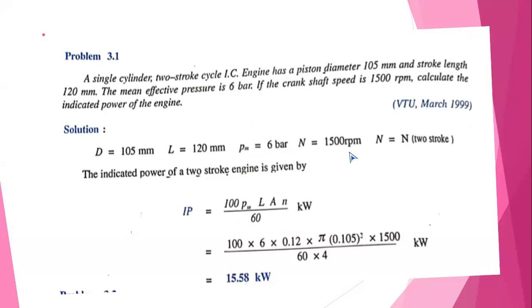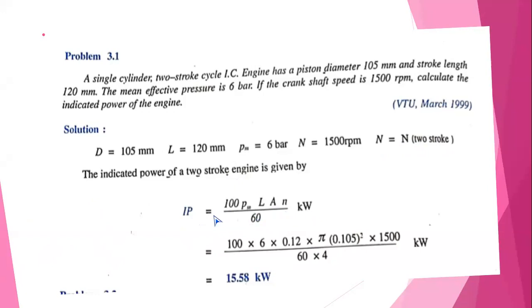This is the two-stroke engine. For that reason, n equals N. In case of a four-stroke engine, n equals N by 2. Here, n equals N because it is two-stroke. Then the equation is available. That's the indicated power of a two-stroke engine. All of you open the calculator and substitute the values in this equation. This is the equation available for calculation of indicated power: IP equals PMLAN divided by 60, in kilowatts.